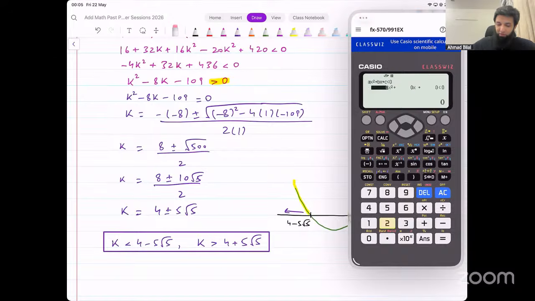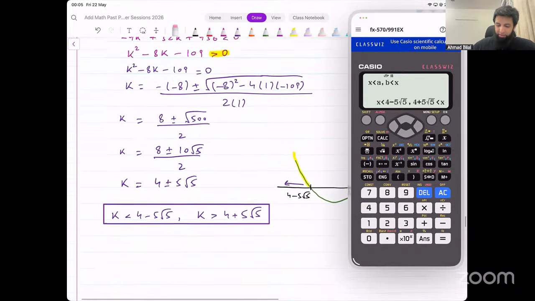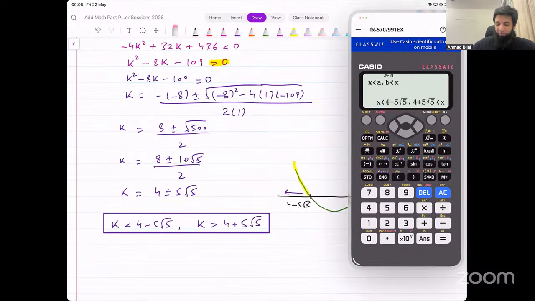If I put the less than 1 without simplification, minus 432 and 436, that gives me the same solutions, right? k less than 4 minus 5 under root 5. Our variable is k, so we'll say k less than that, or k greater than 4 plus 5 under root 5. And that's our final answer. This is what we were looking for.